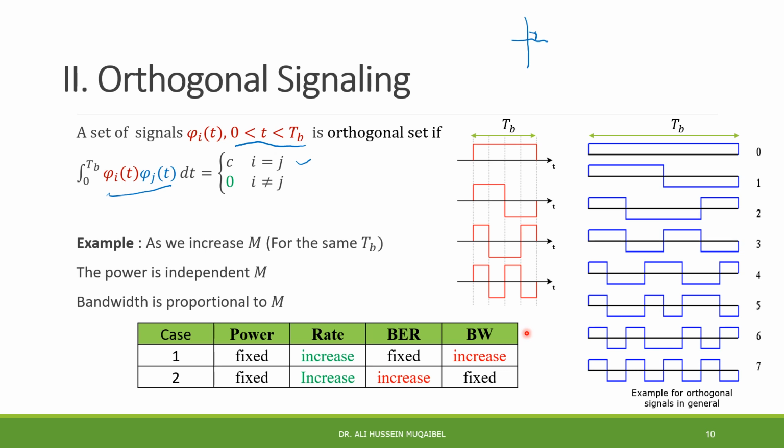Okay, so you can pause this slide and think again about the table. So for orthogonal signaling, in principle, the power is fixed and the data rate is increased.